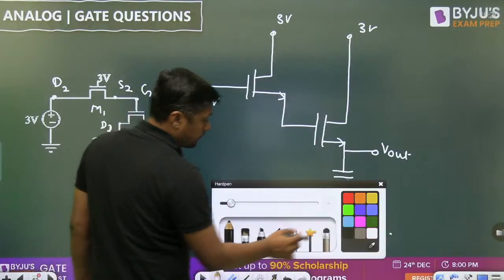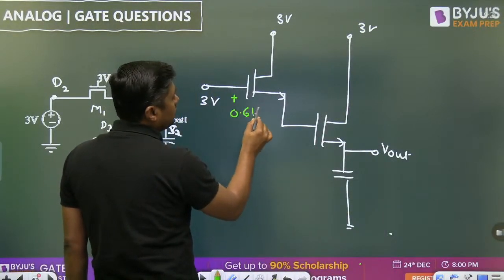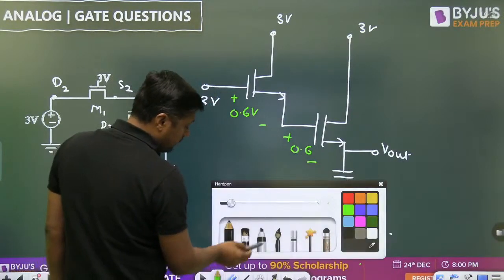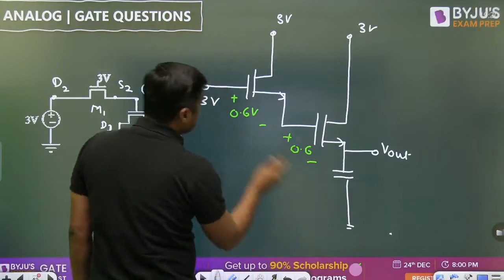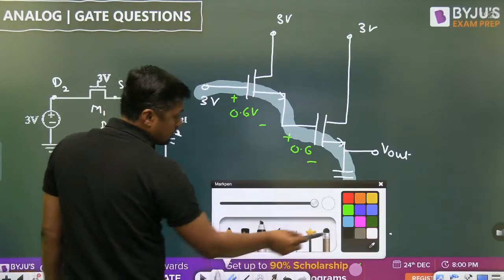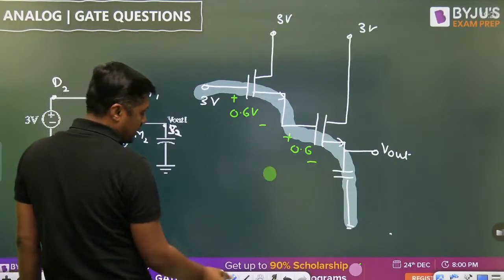Now, what is the threshold voltage here? 0.6 volt. What is the threshold voltage here? 0.6 volt. Write down the KCL from this point to this point. What is the V out? What is the highest voltage across the capacitor? 3 minus 0.6 minus 0.6.